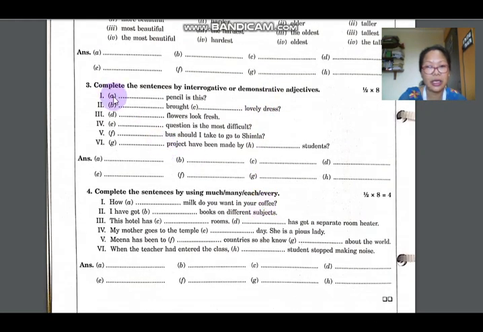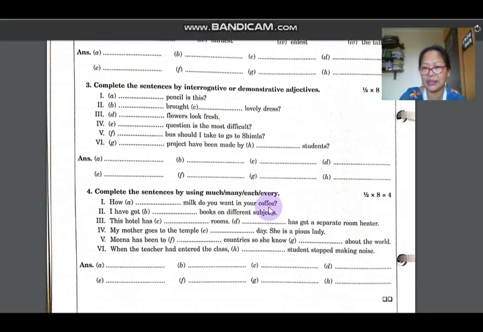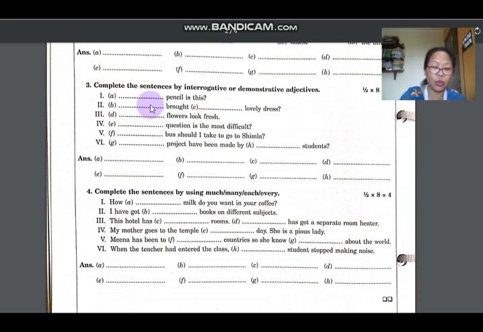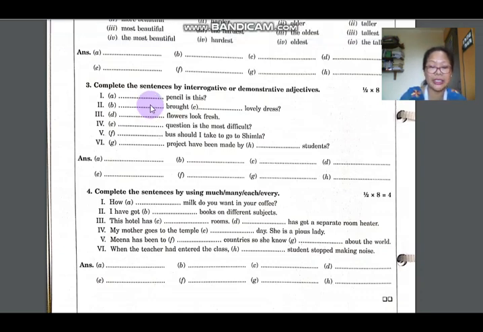So let us see here. Dash pencil is this. This is a question mark. Whose pencil is this? Number 2. Dash brought dash lovely dress. This is a question. Who brought this lovely dress? Okay. So here, since it is a question, it will start with an interrogative word. Interrogative words are what, which, whose, who, right? Then who brought this lovely dress? Because here we are pointing to the dress.